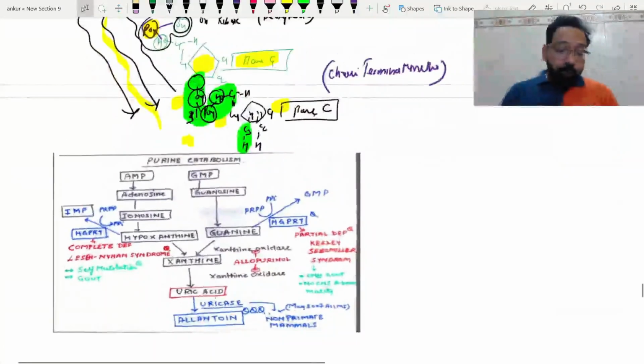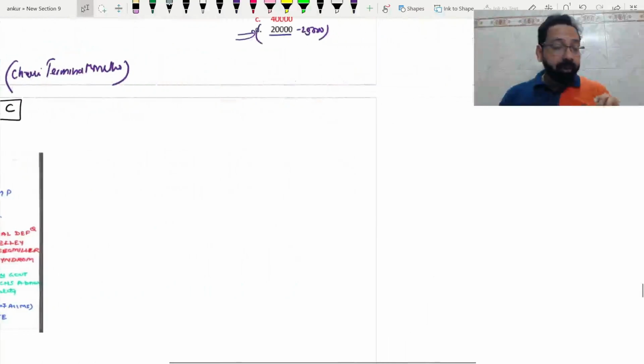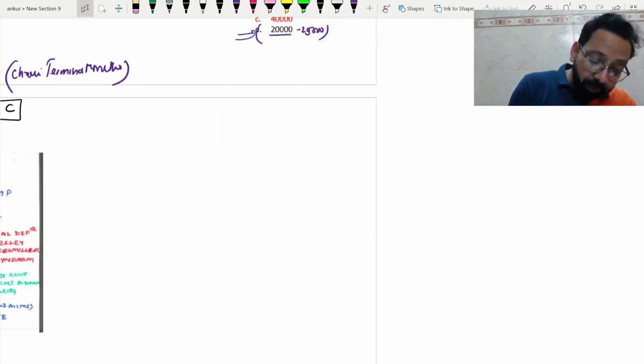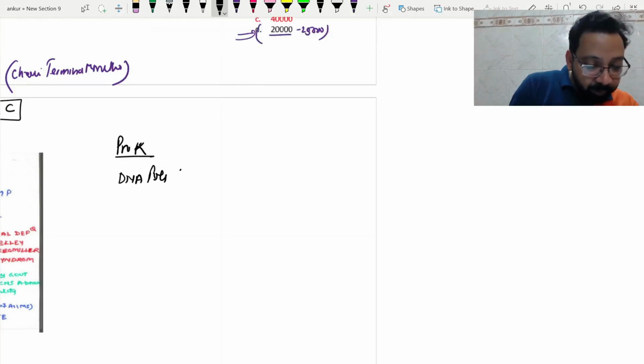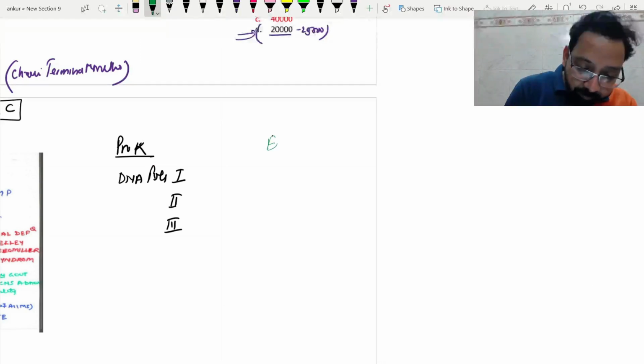Now, before moving to purine catabolism, you must have an idea about DNA synthesis. Yes, DNA replication in prokaryotes. In prokaryotes there are DNA polymerase 1, DNA polymerase 2, and DNA polymerase 3, while in eukaryotes there are DNA polymerase alpha, beta, gamma, epsilon, delta.